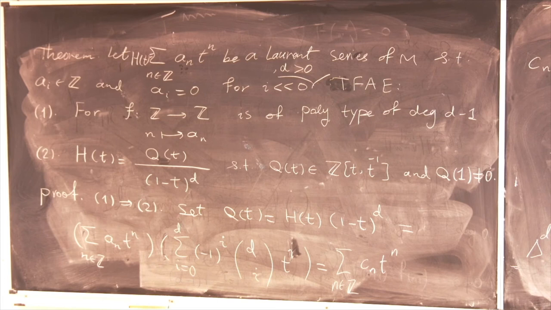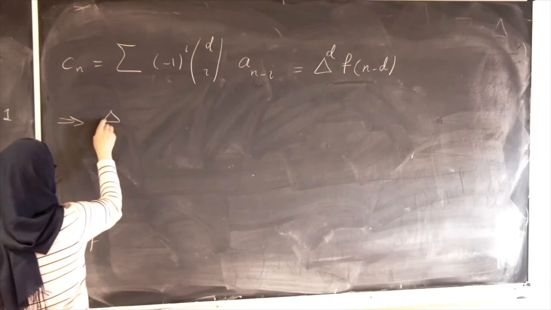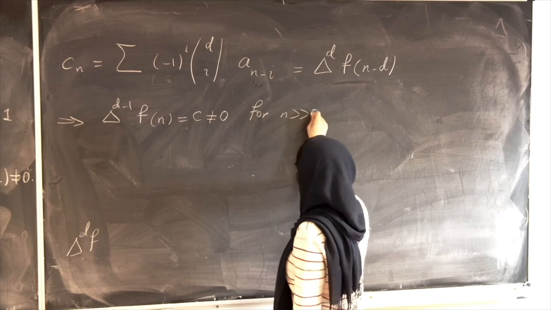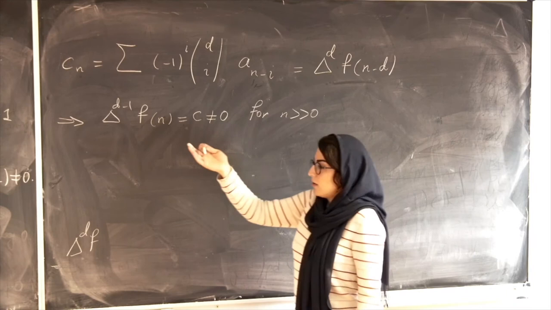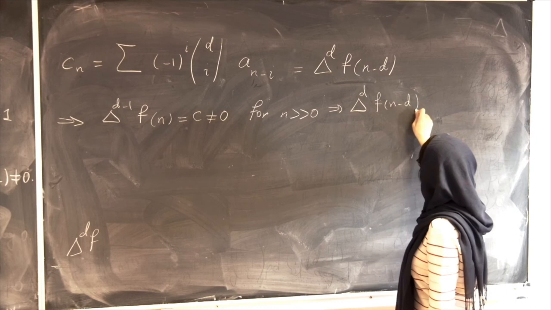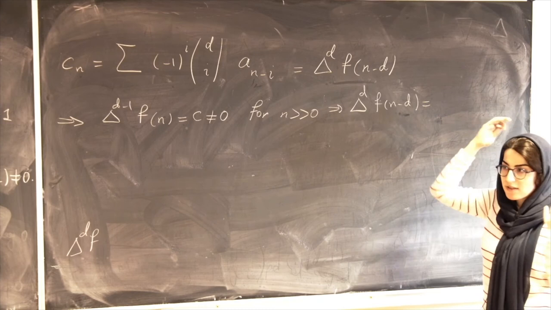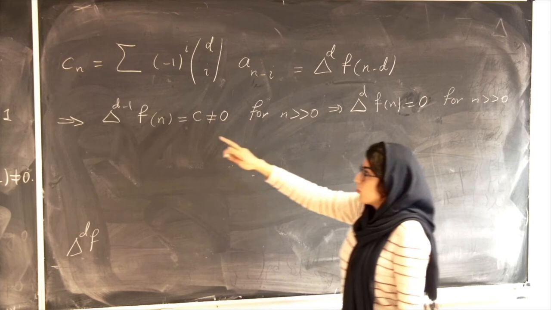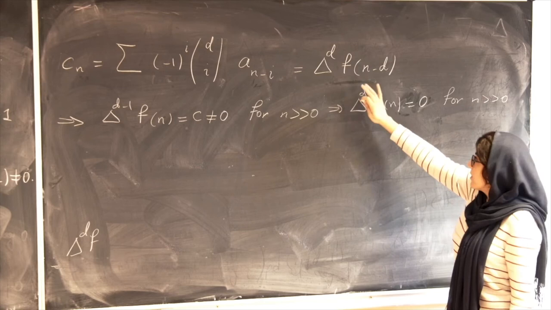By our assumption, this is some non-zero constant for large n. So if I apply the difference operator another time, for large n I have a constant c minus c, which is 0. So delta^d f of n minus d, no matter if I say n or n minus d, because we make n big enough, is 0 for large n. Because the c_n's are described in terms of these difference operators, we get that c_n is 0 for large n.